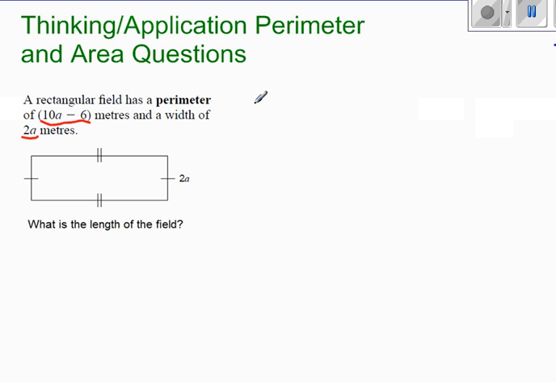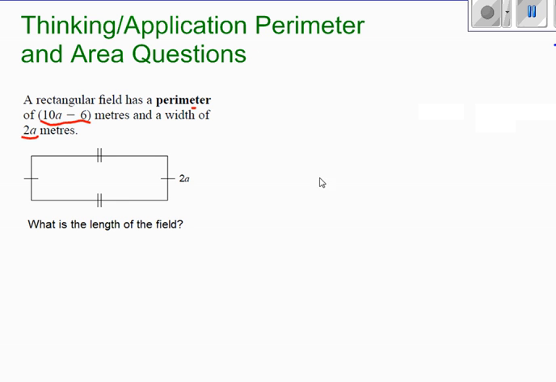So obviously this is a two-dimensional measurement question because it's talking about the perimeter of a rectangle. But instead of giving us a straightforward value for perimeter and width, we're given polynomial values. So the perimeter is given to us as the binomial 10a minus 6, and the width is given as the monomial 2a. So not only do you have to understand perimeter, but you're also going to have to work with polynomials to get the answer to this question.